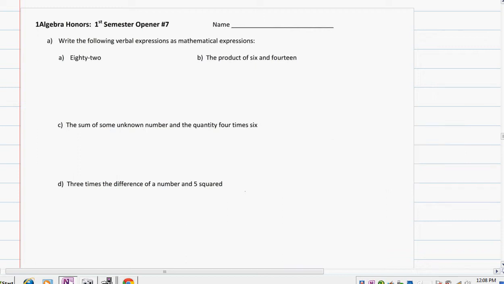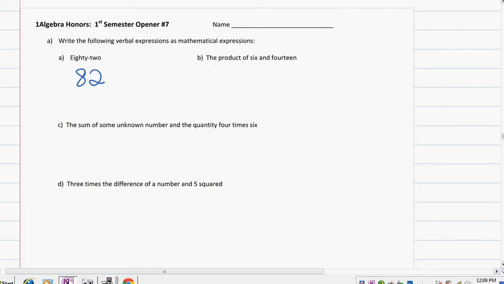Write the following verbal expression as a mathematical expression. So there's this idea of converting words to numbers and numbers to words, and being able to communicate about math or interpret what someone else is trying to communicate. So write the following verbal expression as mathematical: 82.